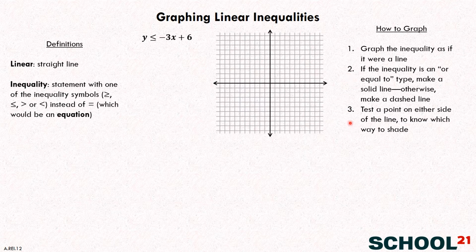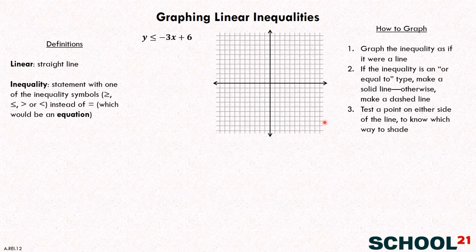And then we're going to test a point on either side of the line. And you'll see, I always like to test the point 0, 0. That way we know which way to shade, because we're talking about situations where something can be greater than the line or less than the line. And so we want to shade all the points that fit for that. Okay? Ready to go? Yeah.